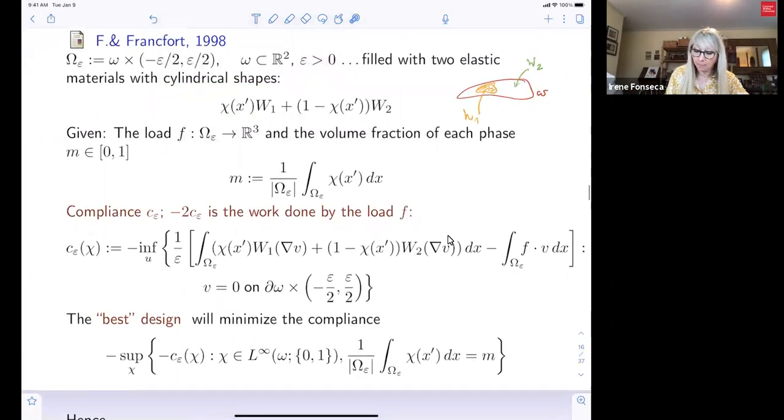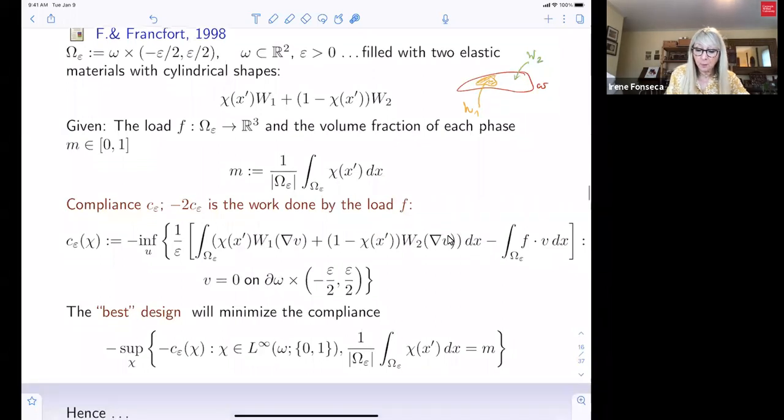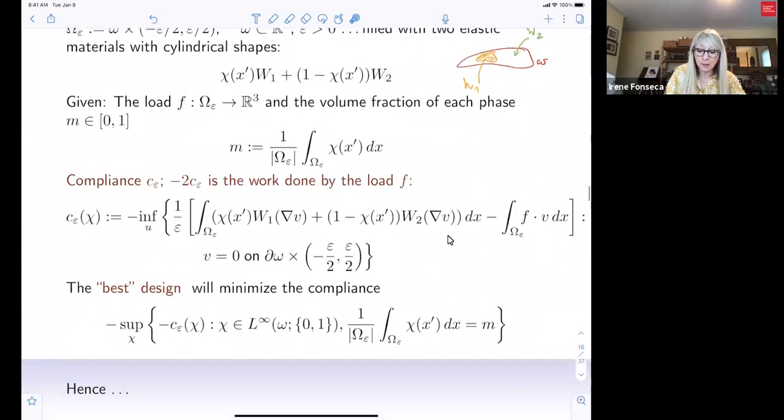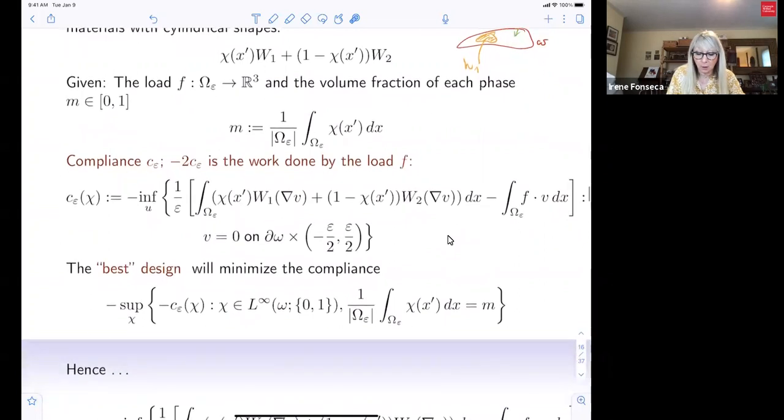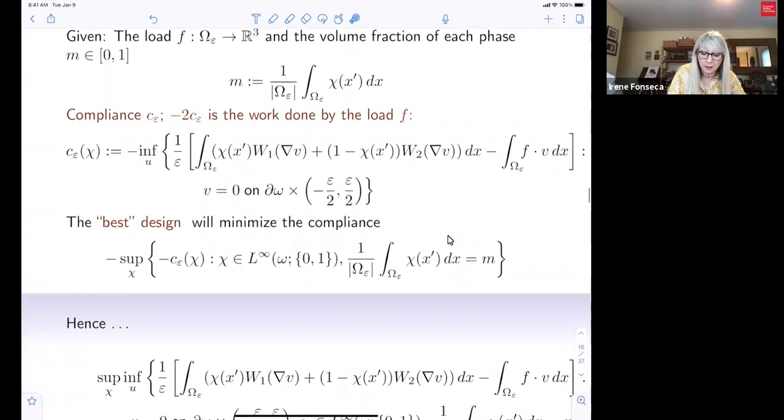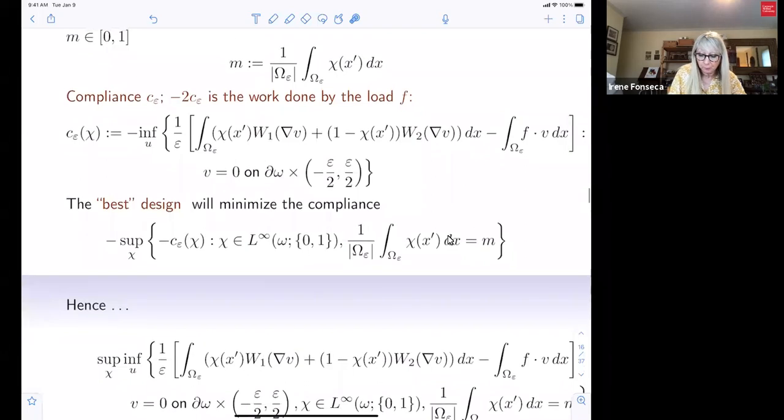And here, I'm going to assume that the volume fraction is fixed. So the amount of W1 or the amount of W2 that I have is the same. And then if you want to look at the compliance, it is defined as such. And the best design is the one that minimizes the compliance. So it should be minus, another way of writing is minus the sup of minus C epsilon, which leads you to basically the sup of an inf.